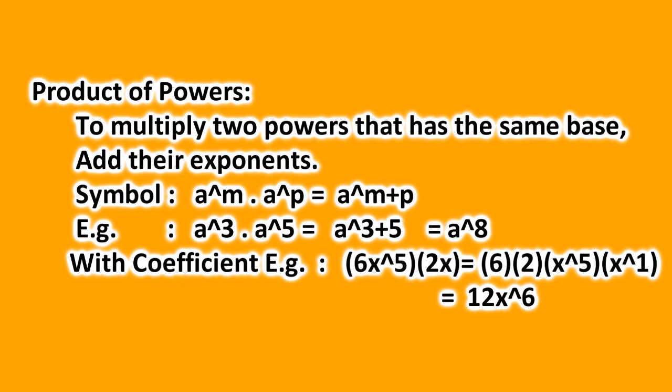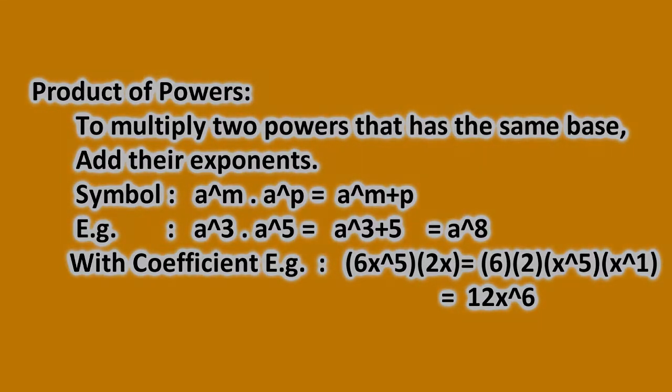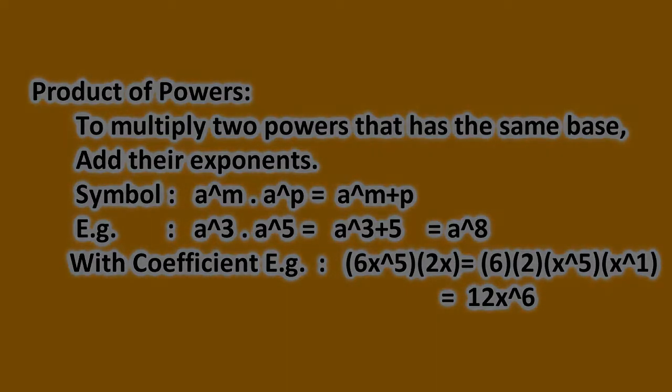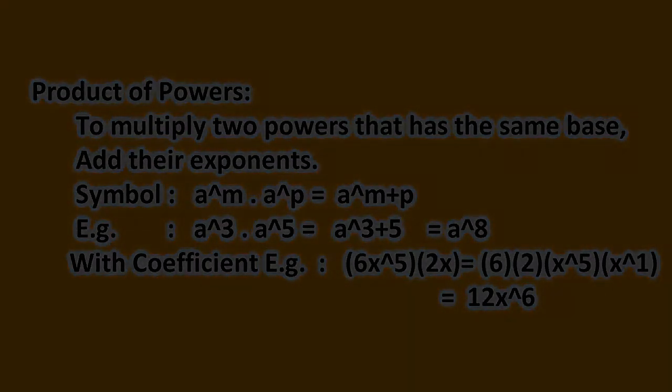Example, a to power 3 times a to power 5 gives you a to power 3 plus 5, which is a to power 8. Also, for the coefficients, for example, 6x to power 5 into 2x. So we multiply first 6 times 2 and x to power 5 and x. So 6 times 2 is 12, and x to power 5 times x to power 1 would be x to power 6.